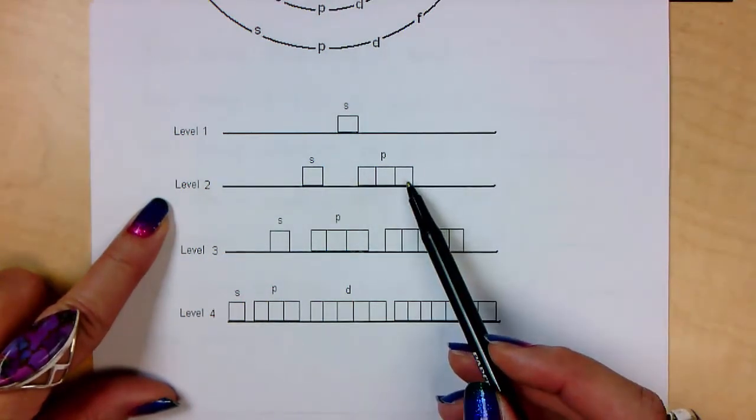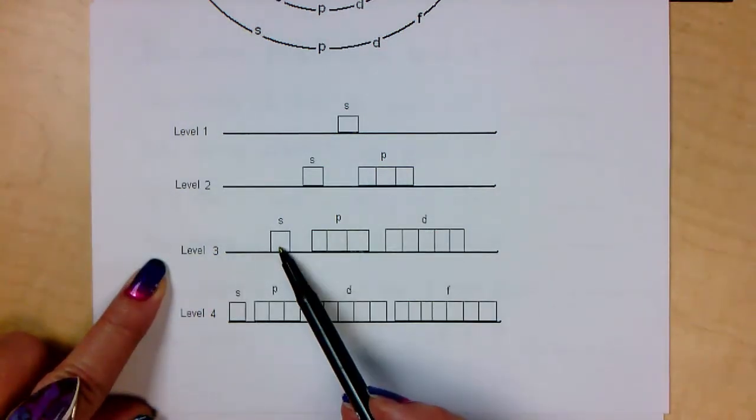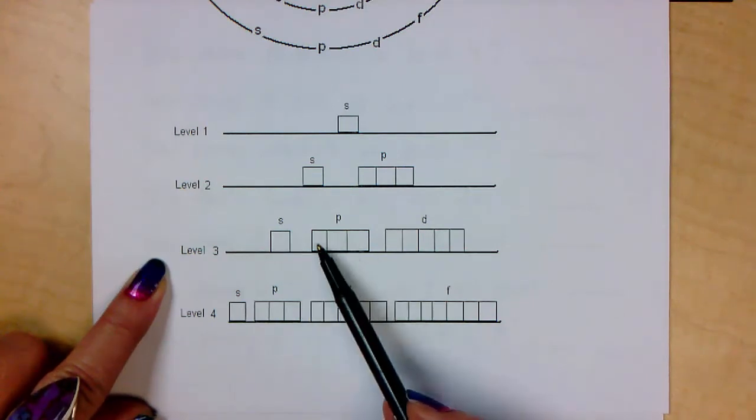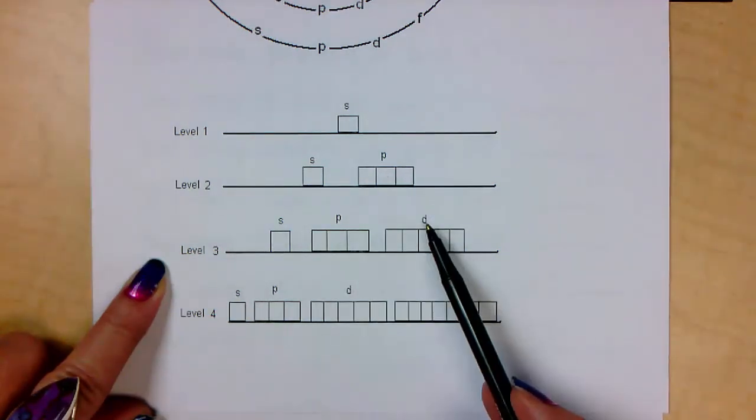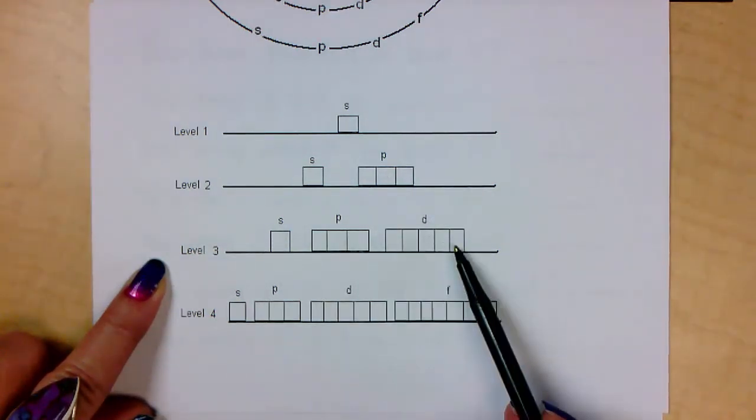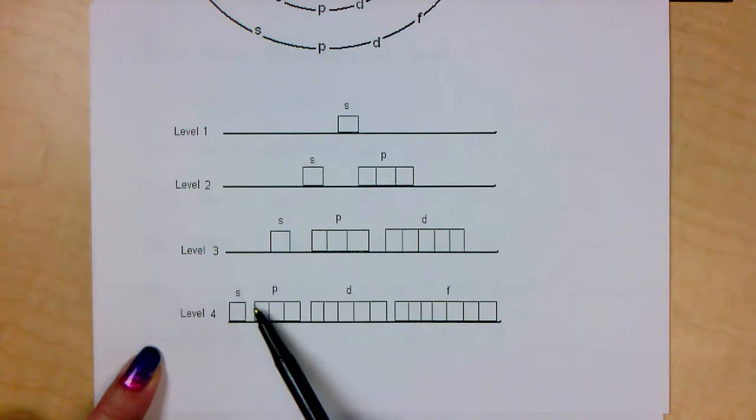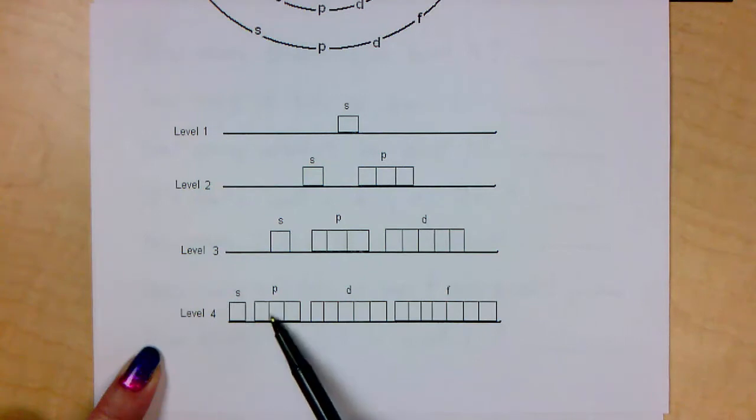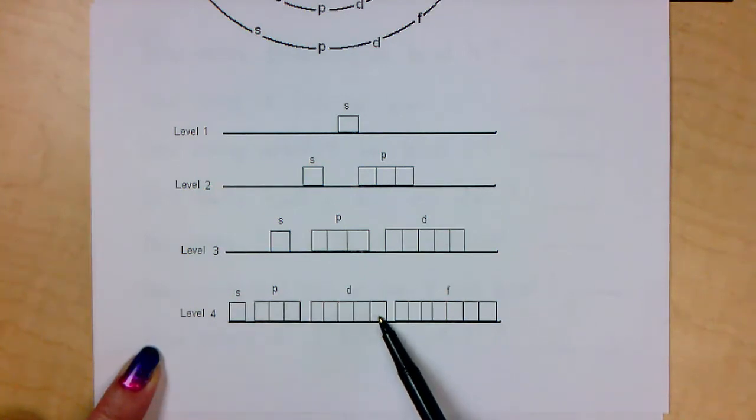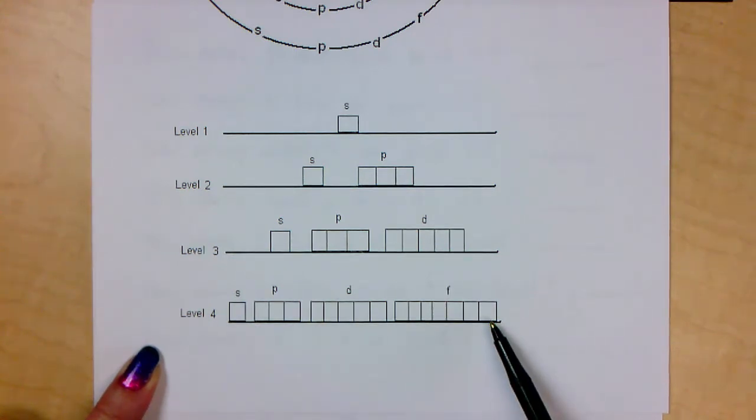So we have 3 boxes. On level 3, we have an S, a P, and a D. The S has 1 orbital, so 1 box. 3 orbitals in the P, just like this P. And then the D has 1, 2, 3, 4, 5 orbitals. We have 5 orbitals in the D. Then we get to level 4, where we have an S and a P and a D and an F. The S has 1 orbital, the P has 3 orbitals, the D has 5 orbitals. Do you see a trend? 1, 3, 5, odd numbers. F has 7 orbitals.